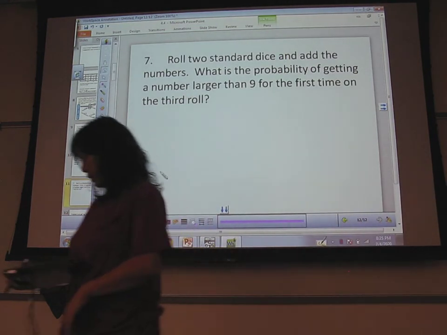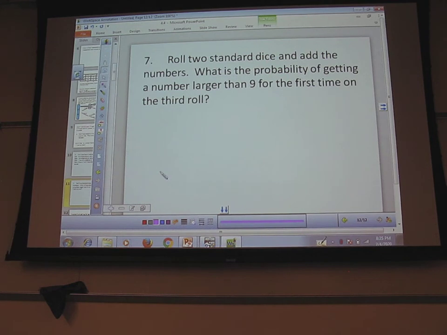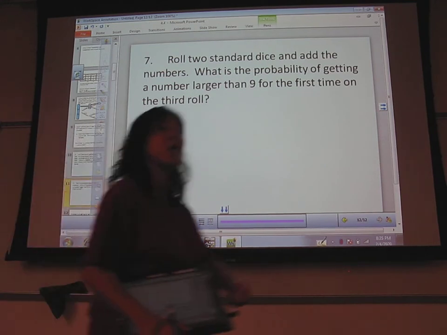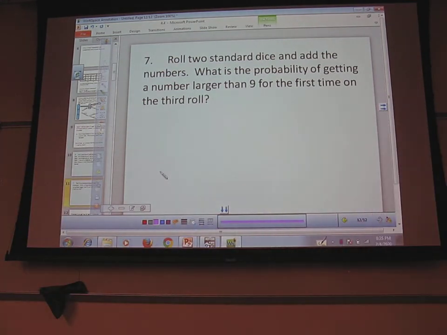Here's the hard part about this. The probability of getting a number larger than 9 for the first time on the third roll. If you do something for the first time on the third roll, that means, did you succeed or fail on the first roll? Failed. Did you succeed or fail on the second roll? Failed. Did you succeed or fail on the third roll? Succeed. So it went no, no, yes. Do you guys see what I'm saying? So we had a no, no, yes.